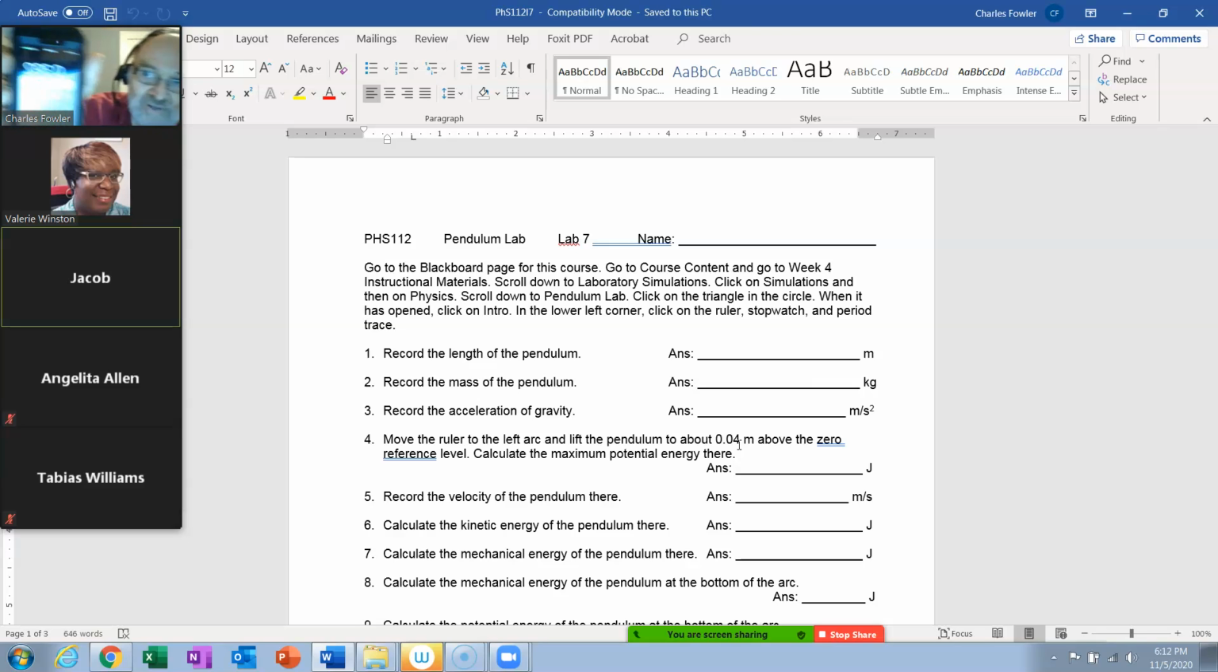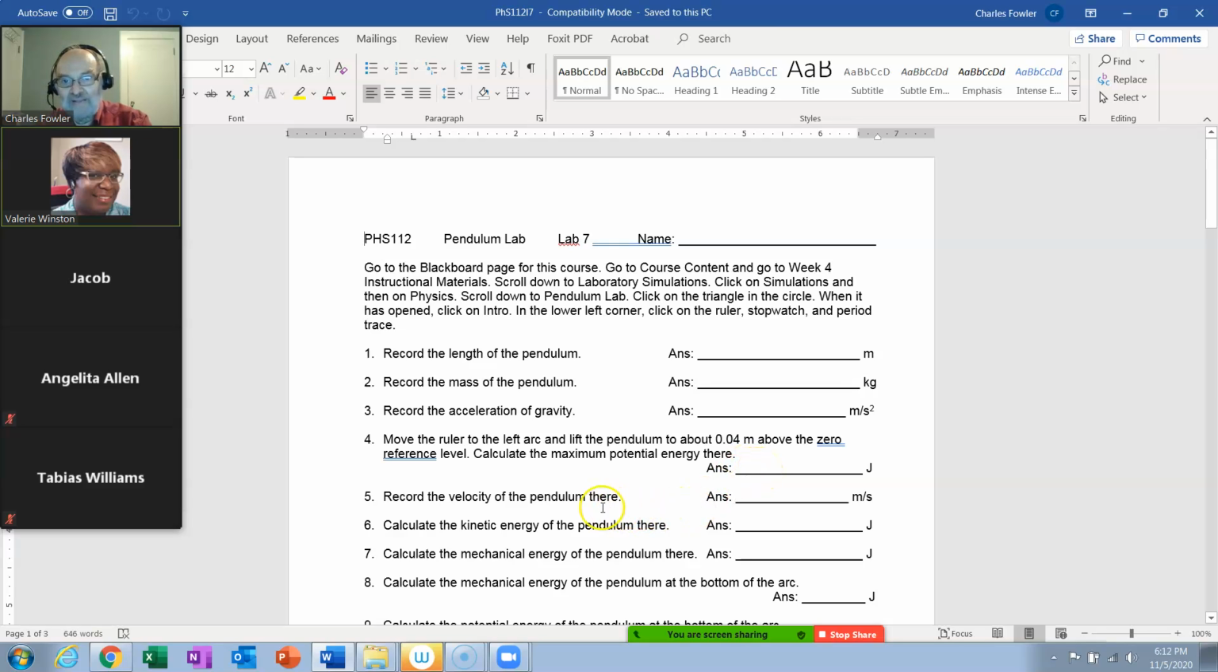Did y'all get something about 0.392? Did anyone? Okay, 0.392. What were the units? Kilograms meter squared per second, meter per second squared times meter, which is meter squared per second squared. That would be joule. Okay, 0.392 joules.